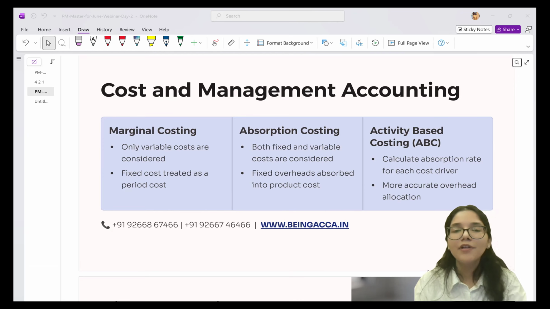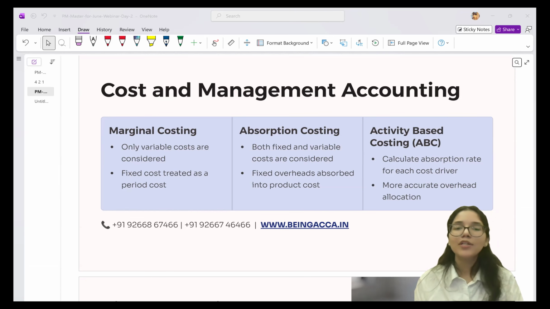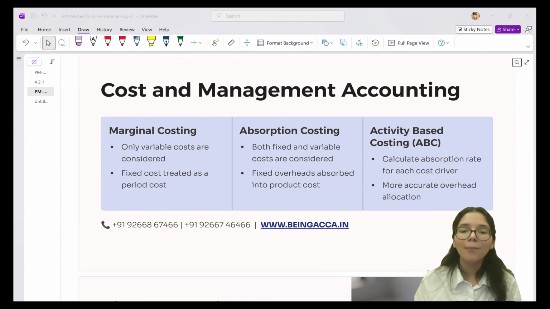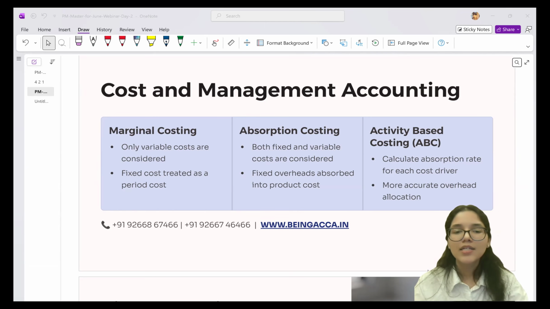Which business will benefit the most with the ABC method? I think somebody had put it in the chat box also earlier. Which business will benefit the most with ABC? The one where the proportion of overheads is very high and they do a lot of complex work. So different activities are there in a process with which those overheads are incurred. Yes, it's a complex manufacturing business with high overheads. Those are the businesses where the maximum benefit of ABC will be visible. Absolutely right, guys. So these were quickly the concepts that we have revised.